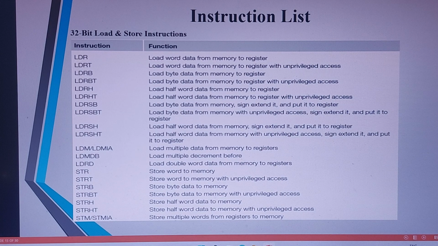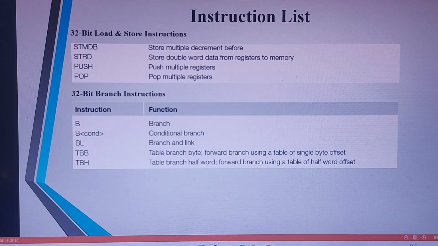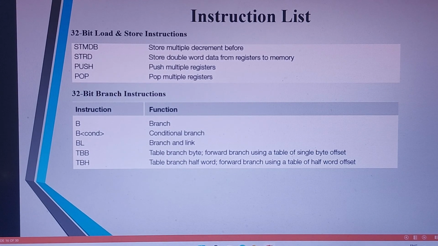STM or STMIA, store multiple words from register to memory. We have to mention all the registers or auto increment registers and store the value in the memory. Then some other instructions: STMDB, store multiple and decrement before storing. As I said, the same auto increment or decrement can be done. So in STMDB, the decrement will be done before storing. STRD is store double word data from register to memory. Double word data is stored to the memory.